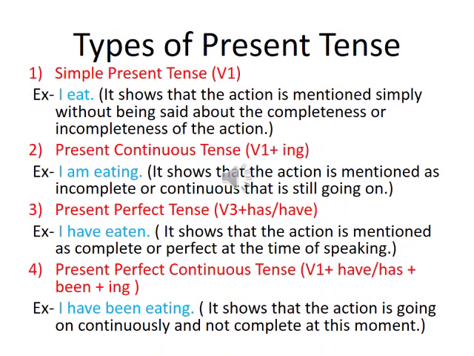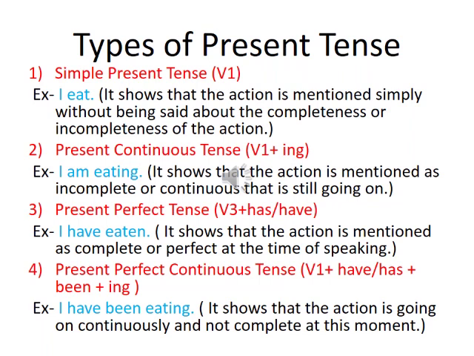Now we will study the four types of present tense. Simple present tense. The form we are using in this tense will be the first form of verb, like the example, I eat. It shows that the action is mentioned simply without being said about the completeness or incompleteness of the action.